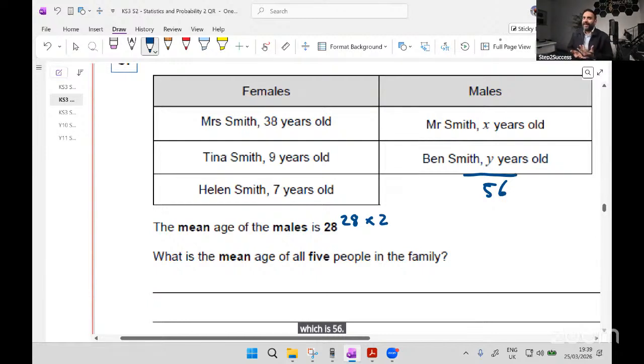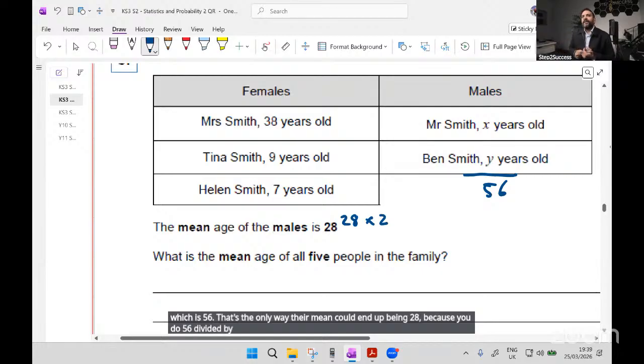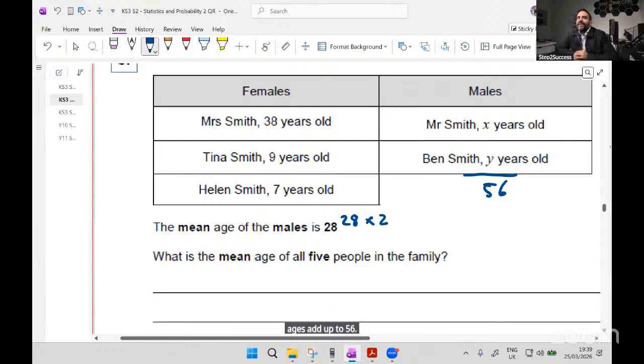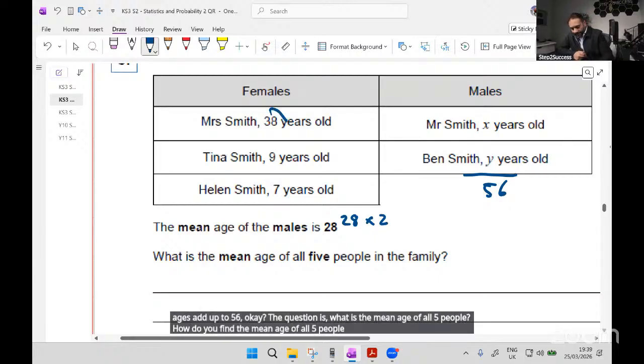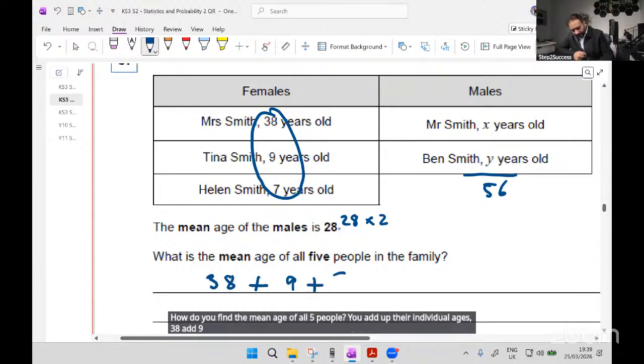That's the only way their mean could end up being 28, because you do 56 divided by 2 to get their mean. So I don't know how old Mr. Smith and Ben Smith are, but I do know that their ages add up to 56. The question is, what is the mean age of all 5 people? How do you find the mean age of all 5 people? You add up their individual ages, 38, add 9, add 7.